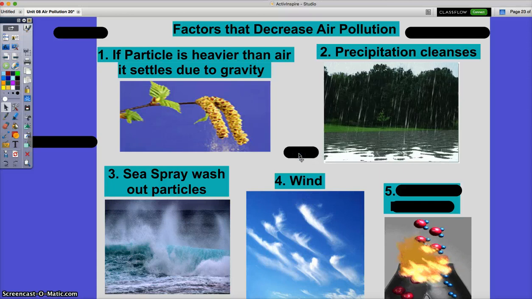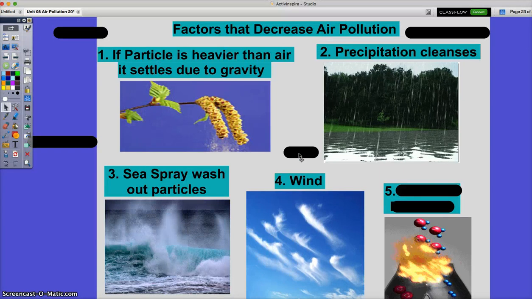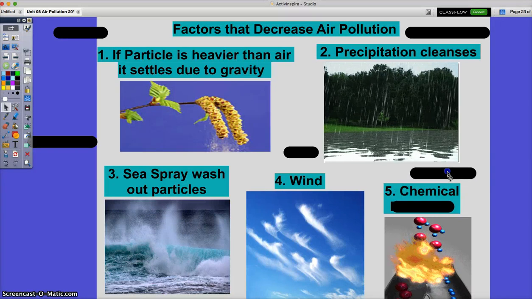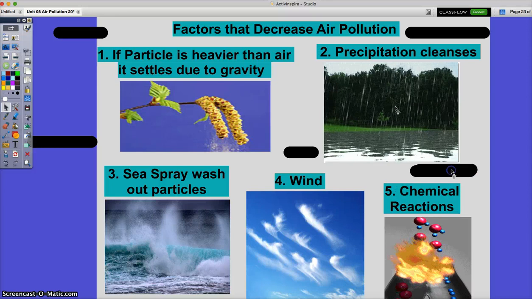And what constantly happens to molecules? What are they always doing? Transforming or reacting. So any chemical reaction can remove pollution.